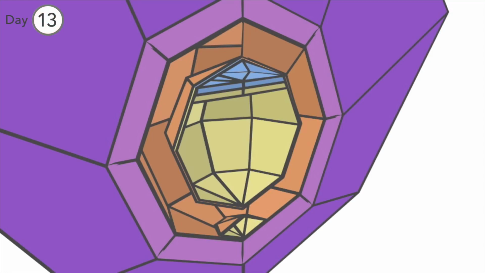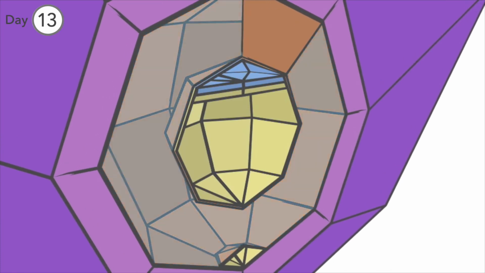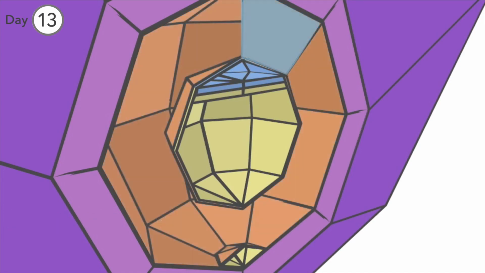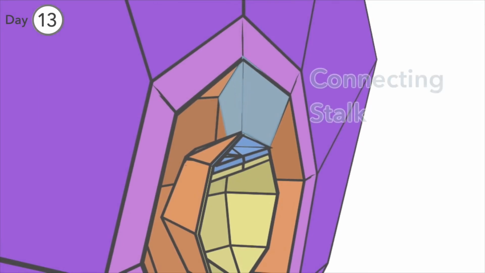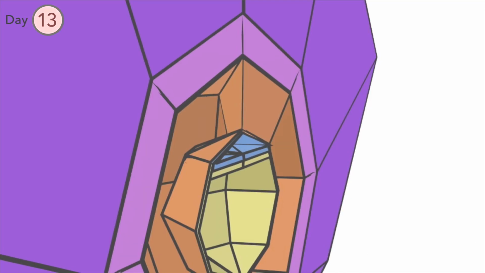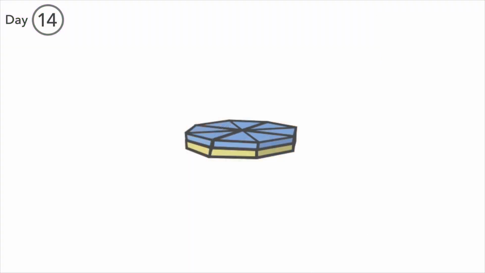Day 13. The space known as the extraembryonic coelom has expanded and is now known as the chorionic cavity. The extraembryonic mesoderm linking the cytotrophoblast to the embryo is known as the connecting stalk, which will eventually become the umbilical cord. Chorionic comes from chorion, meaning outer membrane of the fetus. Day 14, taking a closer look at the bilaminar disc now.